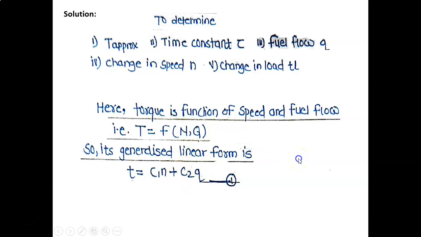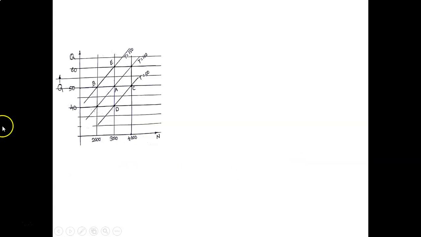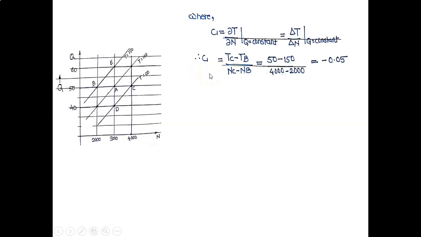Therefore, next, again this graph is there. What is our equation 1? T is equal to C1 N plus C2 Q. Therefore, first of all we will find the value of C1. C1 is equal to dou T divided by dou N when Q is constant, which is equal to delta T upon delta N when Q is constant.